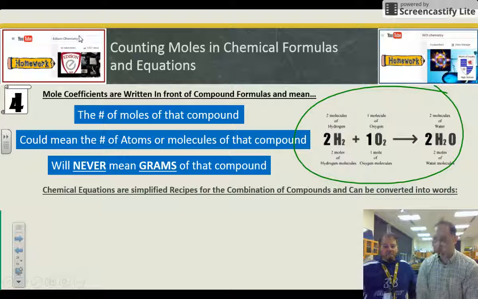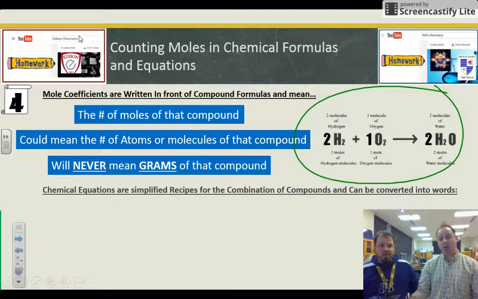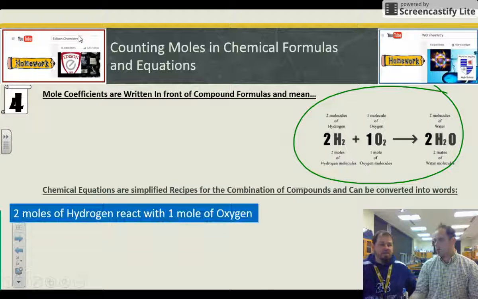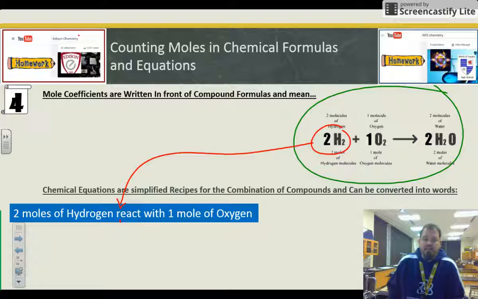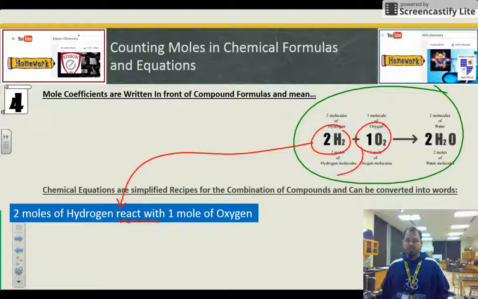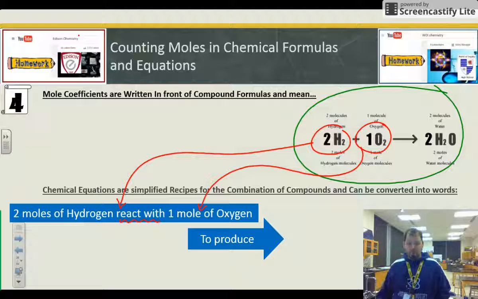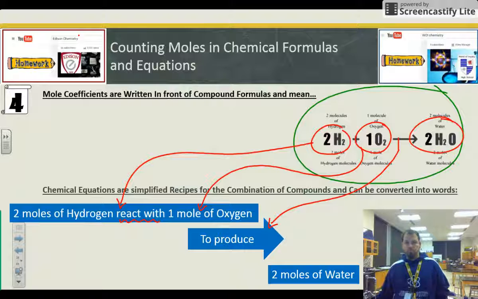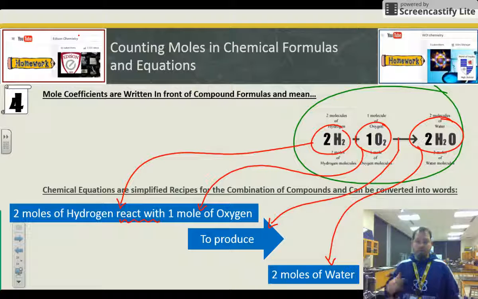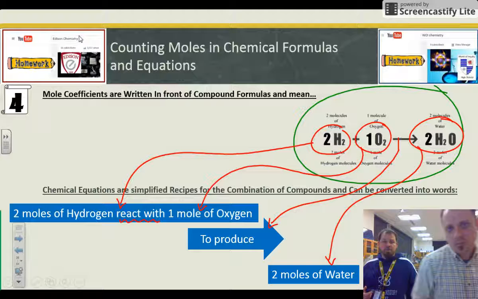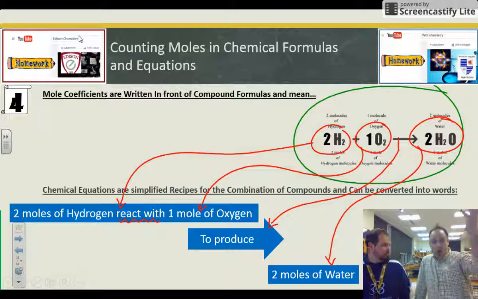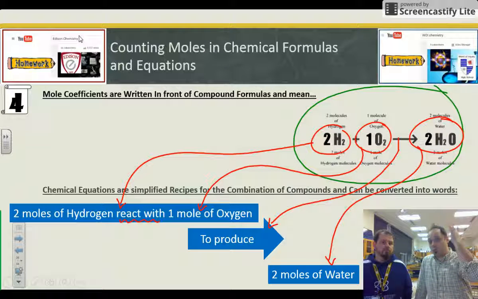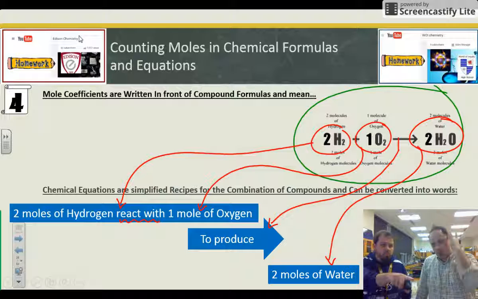But I can take this equation now that's written right there on your screen and convert it into words. And so what it says is there's 2 moles of hydrogen that reacts completely with 1 mole of oxygen to produce, that's the arrow, 2 moles of water. Done. I just took that chemical equation and wrote it into words for you. That's what we chemists are hearing in our internal dialogue when we see a chemical equation.